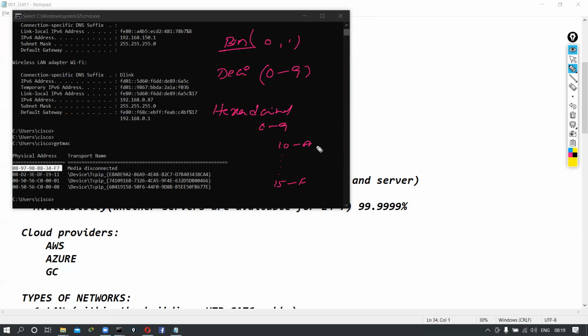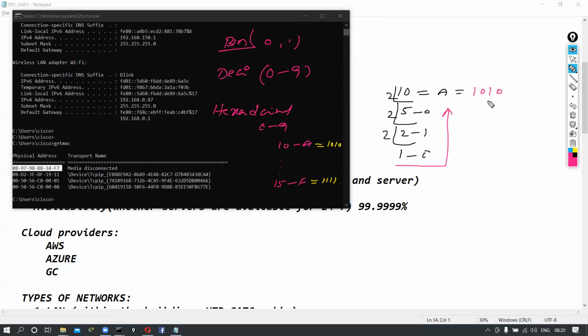Clear now? 1 hexadecimal digit equals 4 binary bits. How are we getting that? For A, the binary number is 1010. For F, the binary number is 1111. How are we getting these values? My decimal number is 10, my hexadecimal number is A. What is the binary? If you don't know, divide by 2. 2 5s are 10, remainder 0. 2 2s are 4, remainder 1. 2 1s are 2, remainder 0. Write the remainders from bottom to top: 1010. Clear now? This is all about my binary number.